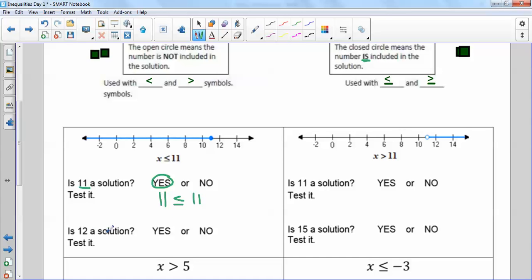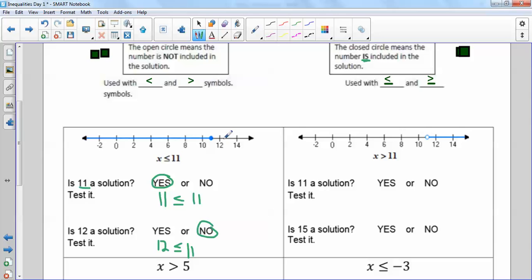Let's try 12. Is 12 a solution? So this time we'd plug in 12. 12 is less than or equal to 11. Well, no, that's not true. 12 is greater, right? This is not a true statement, so it is not a solution. You can either plug it in like this or look at your graph.